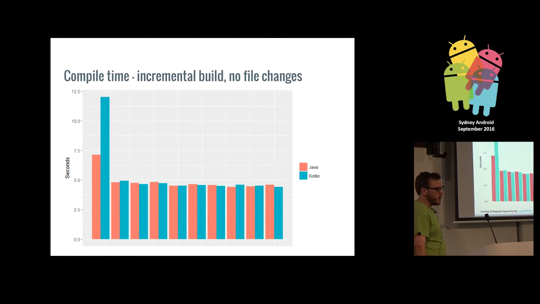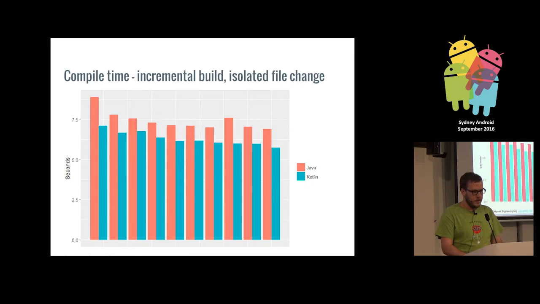Incremental builds. So that's an interesting one because as we go along, they're basically the same, and you're going to start seeing at the end that they're actually starting to jump between the two. So sometimes Java's winning, sometimes Kotlin's winning. And this is incremental builds with no file changes. So most cases, you won't run that.